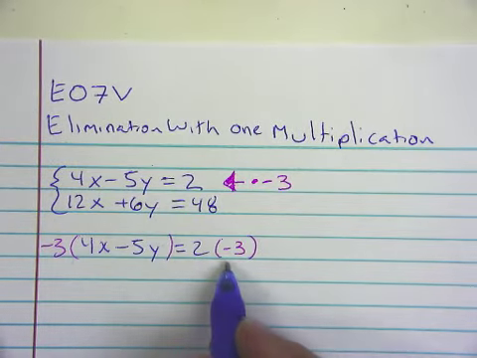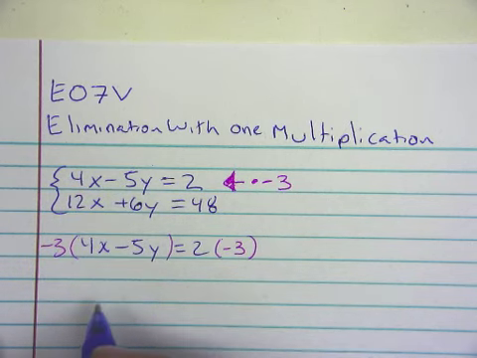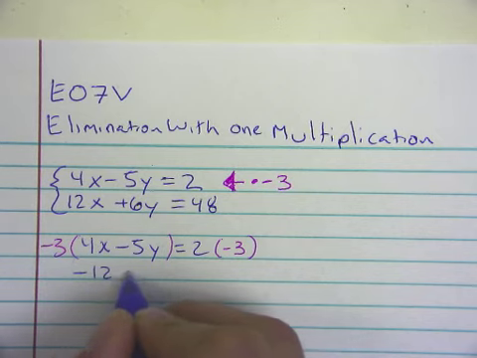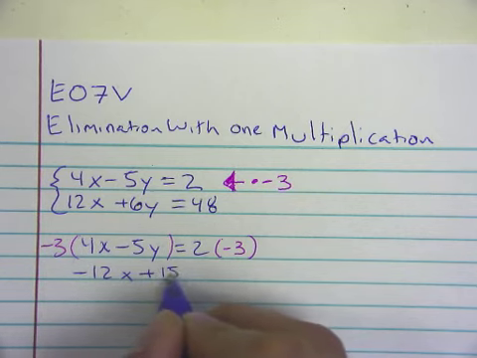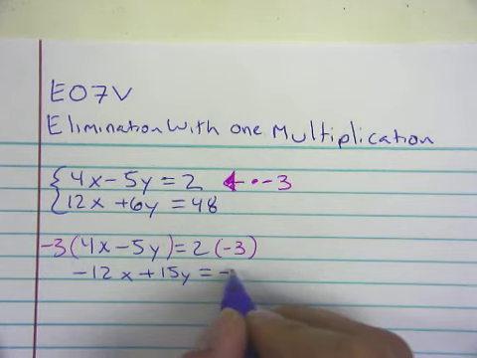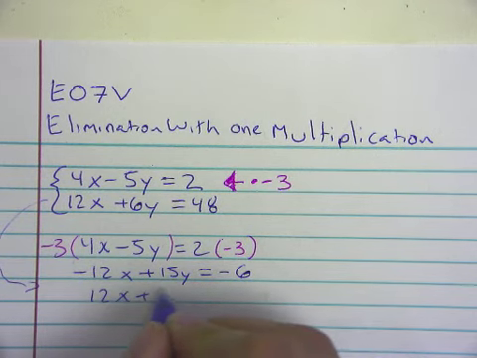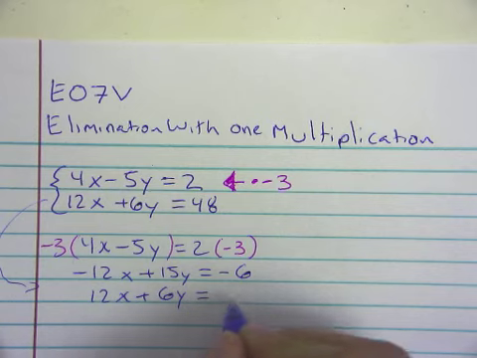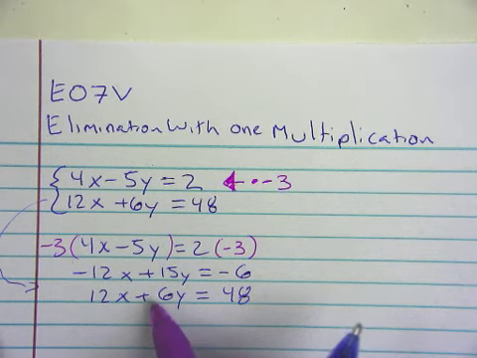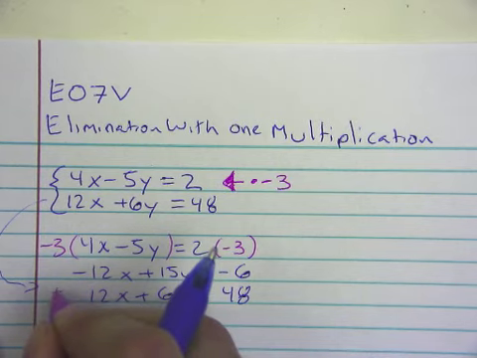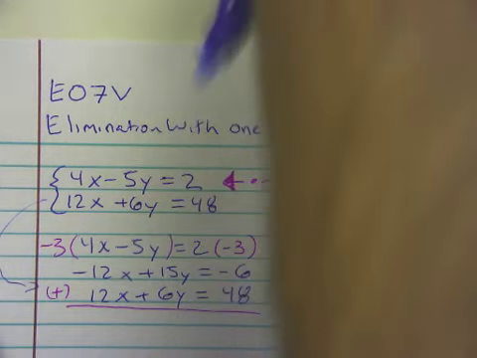And now this new equation, which we know is going to be equivalent because I'm multiplying by the same thing on both sides, is negative 12x plus 15y is equal to negative 6. Now, when I bring down the other equation, 12x plus 6y is equal to 48. If we look at the two equations, when I add them together, the x's are going to eliminate. So I'll add these two equations together.